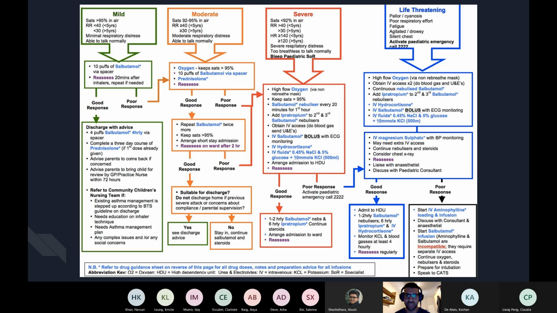Life-threatening is, remember, your silent chest, the whole respiratory rate, fatigue, basically having increased CO2 retention, hypercapnia. This is what's going to get them into respiratory failure. And then you basically need to increase the amount of treatment you're giving. But do learn this. Not now, close to exams. Learn it, because it does come up.